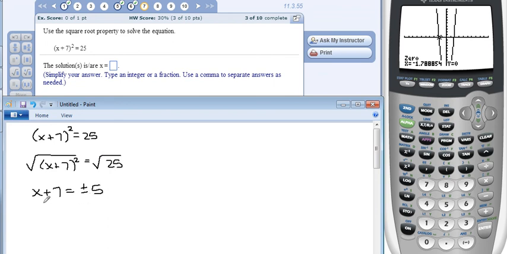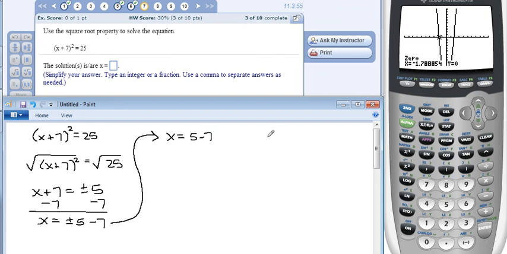All right, now I'm solving for x. Subtract a 7 across. So I have x is equal to plus or minus 5 minus 7. Well, we need to split this up. We need to get two different equations. We need x is equal to positive 5 minus 7, and x is equal to negative 5 minus 7. So x is equal to negative 2, and x is equal to negative 12. Okay?